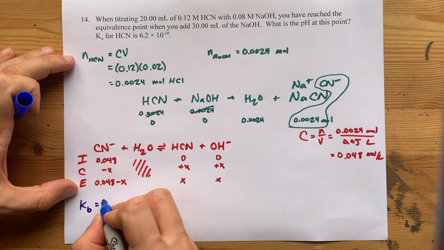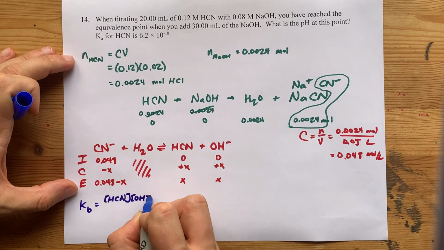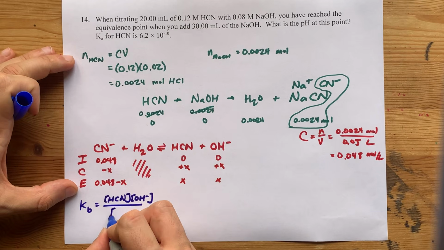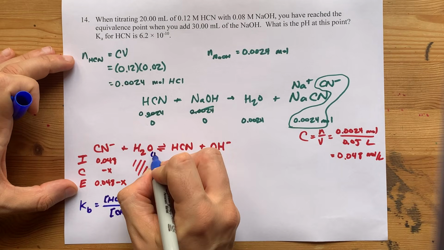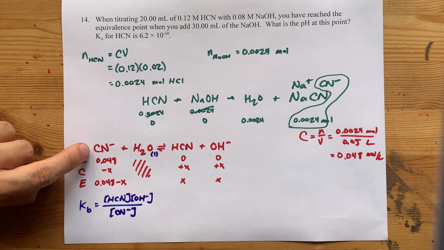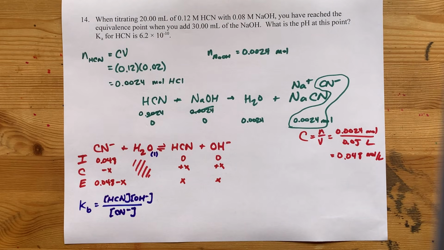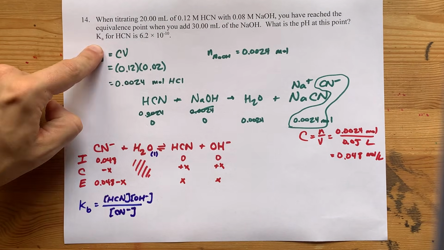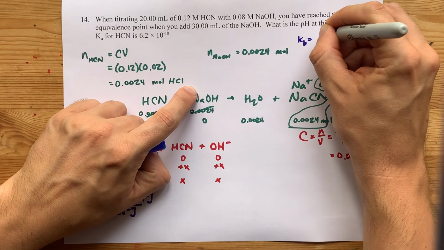Kb is the concentration of HCN times the concentration of OH- all over the concentration of CN-. Remember, liquids do not play a role in equilibrium. And I knew to use Kb because it is the base that we are starting with. Unfortunately, we don't have Kb. But lucky for us, we can calculate it.